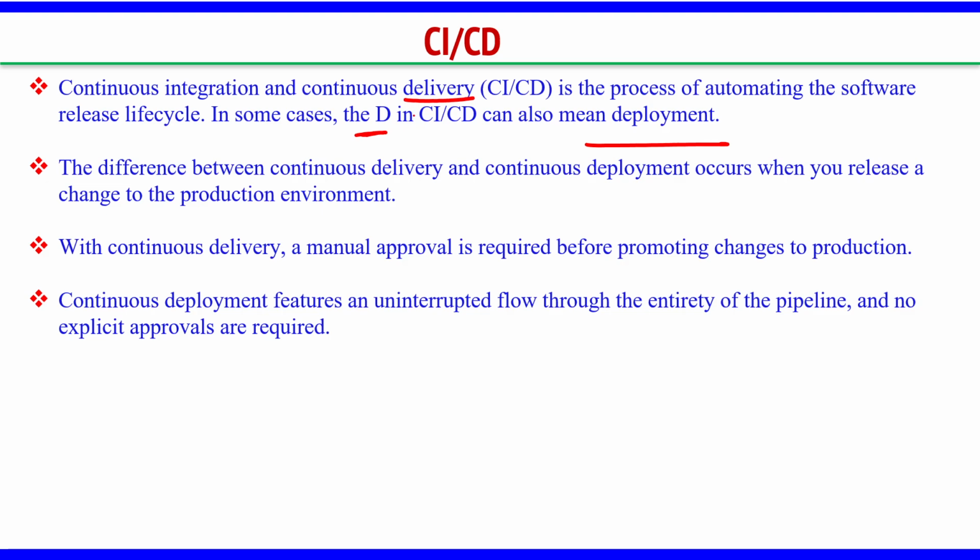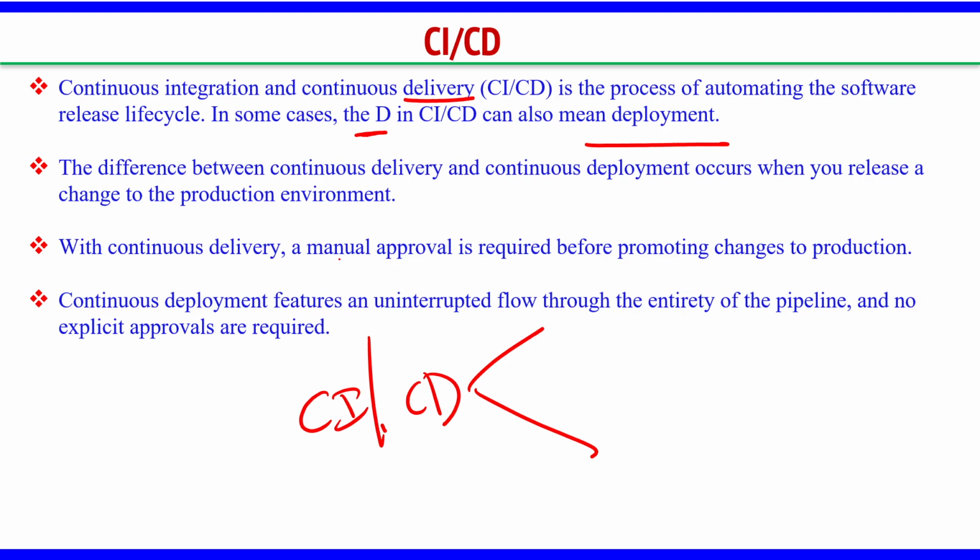Okay, what is the difference between delivery and deployment? Well, because I am saying always CI and CD, CD has two meanings. So when do I mention delivery, or what is the difference between delivery and deployment? Let us understand that, right? So continuous deployment occurs when you release a change to the production environment.